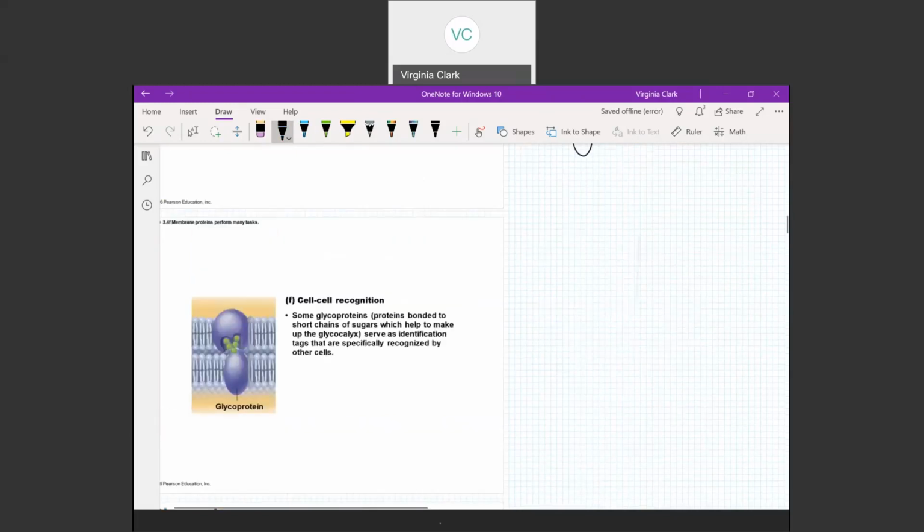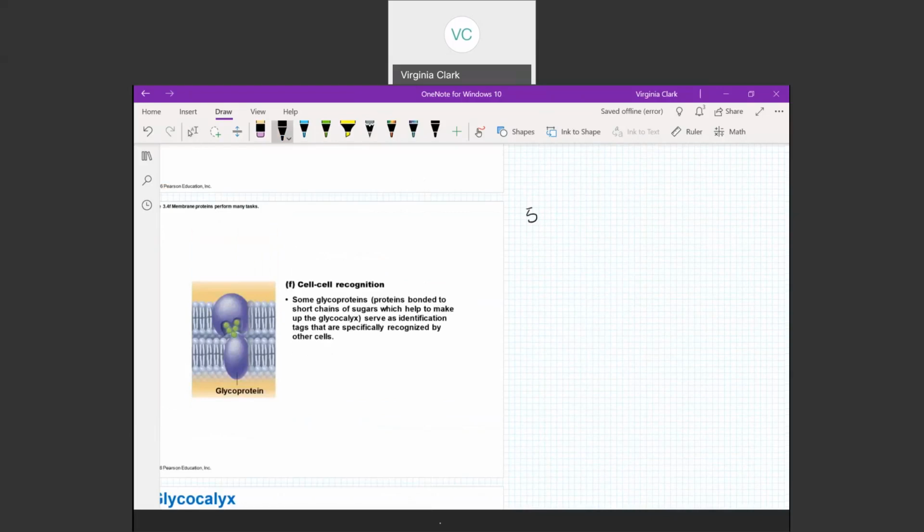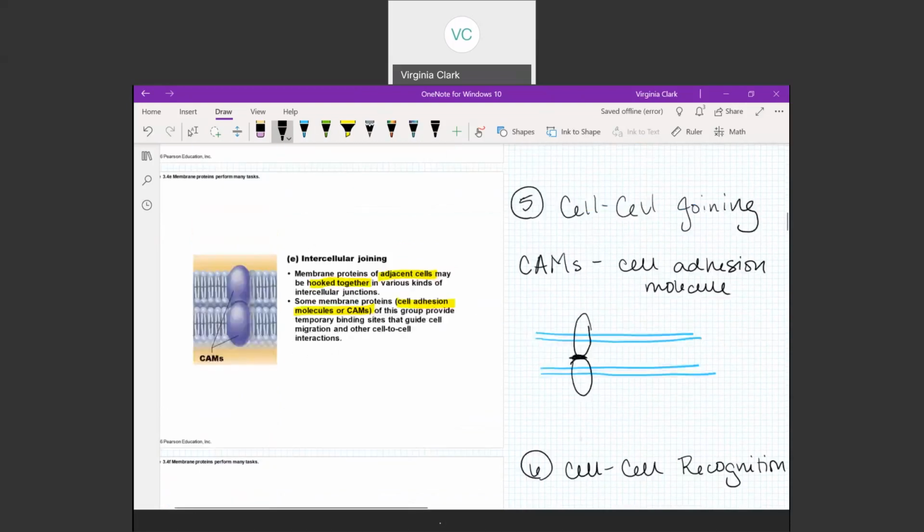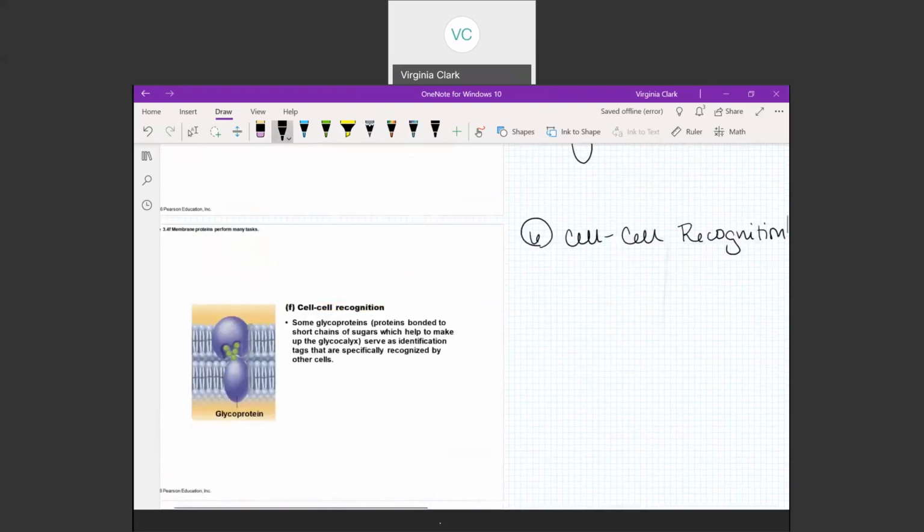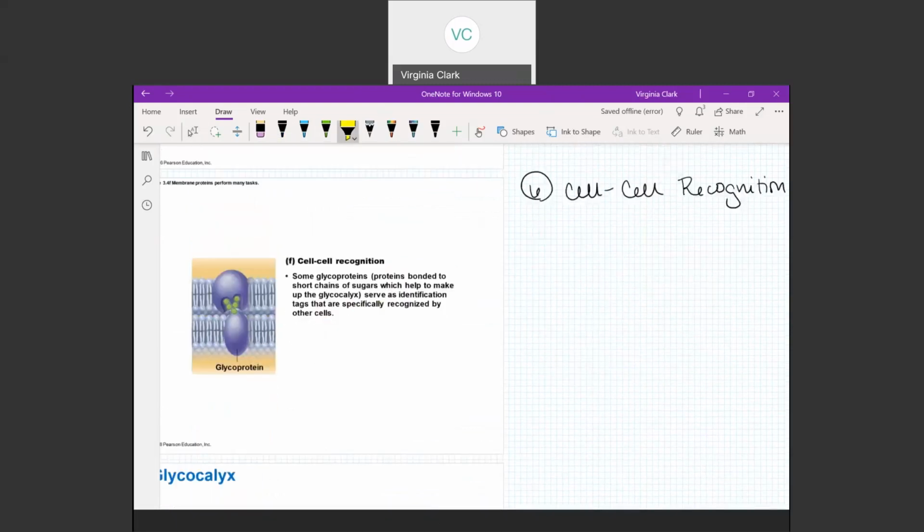The sixth function of a membrane protein is going to be cell-to-cell recognition. So number 5 was cell-to-cell joining, where we are connecting cells. So we're just simply gluing them together. In cell-to-cell recognition, what we're doing is it's going to have an identifier. So essentially it acts as the license or the facial recognition of the cells.